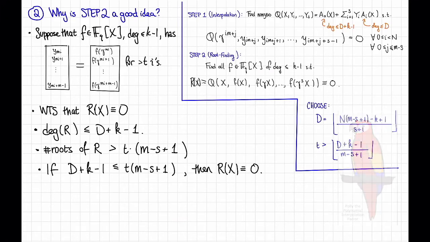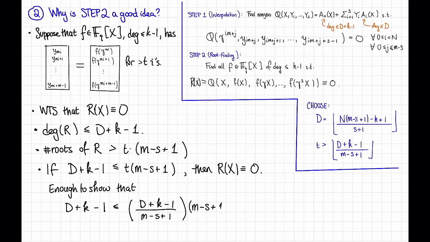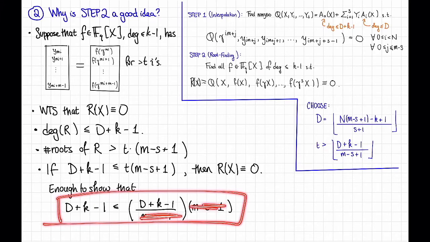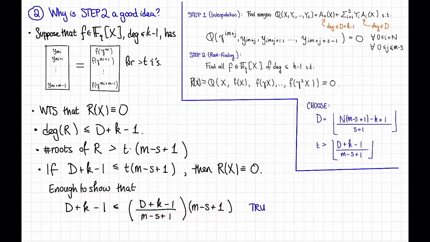Yes, thank you, Polly. Now, referring to our choice of t, we see that it is enough to show that d plus k minus 1 is less than or equal to d plus k minus 1 divided by m minus s plus 1, all times m minus s plus 1. Here you can check that it's okay to drop these floors because this is a strict greater than. And of course, this is true because this and that just cancel, and then that's obviously true. So that explains why step 2 is a good idea.